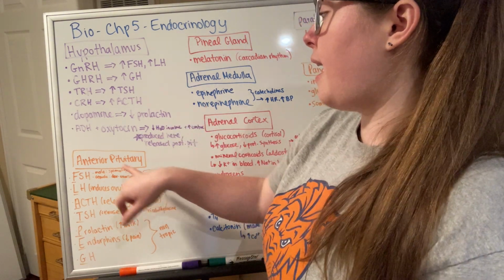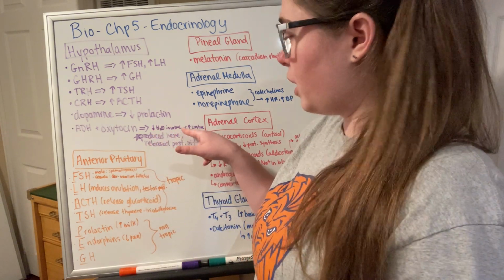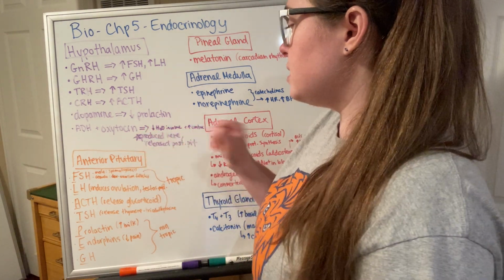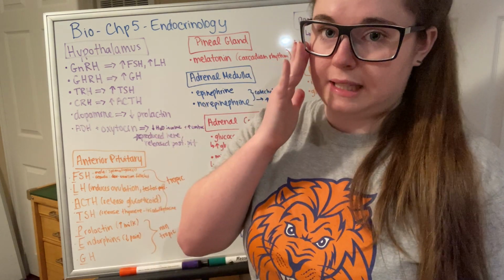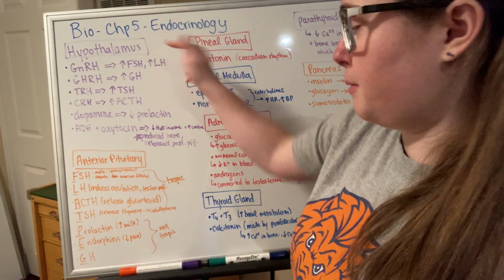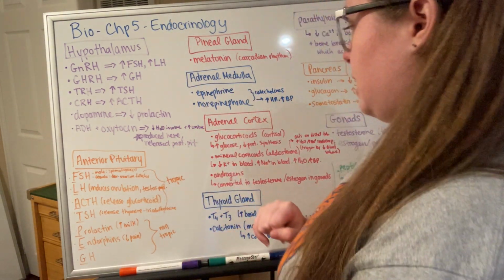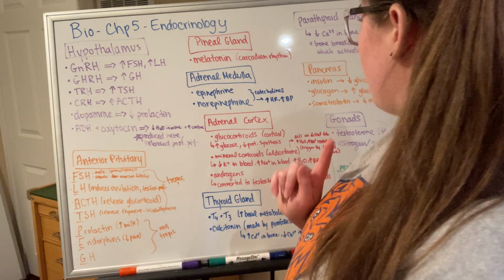And then we also have ADH and oxytocin. So the ADH will decrease the water in your urine, and oxytocin will increase contractions during labor. However, these two hormones are produced in the hypothalamus, but they are released by the posterior pituitary. Okay? The posterior pituitary.